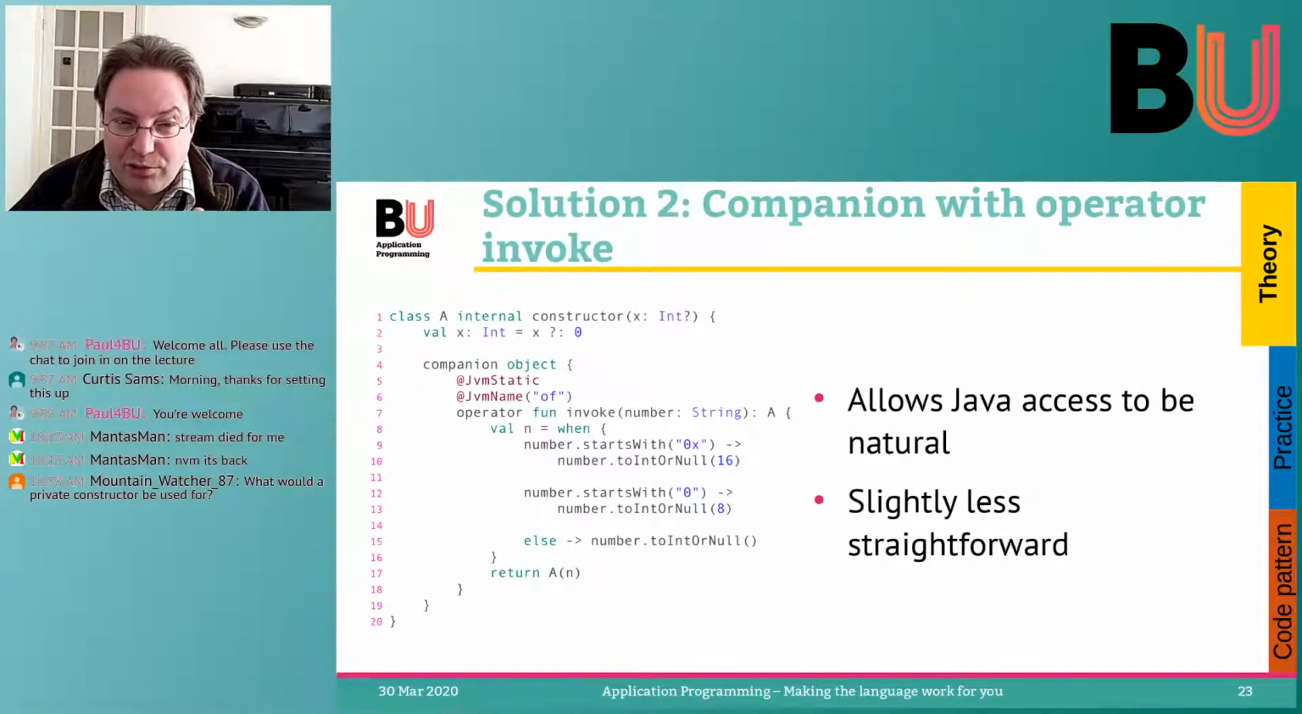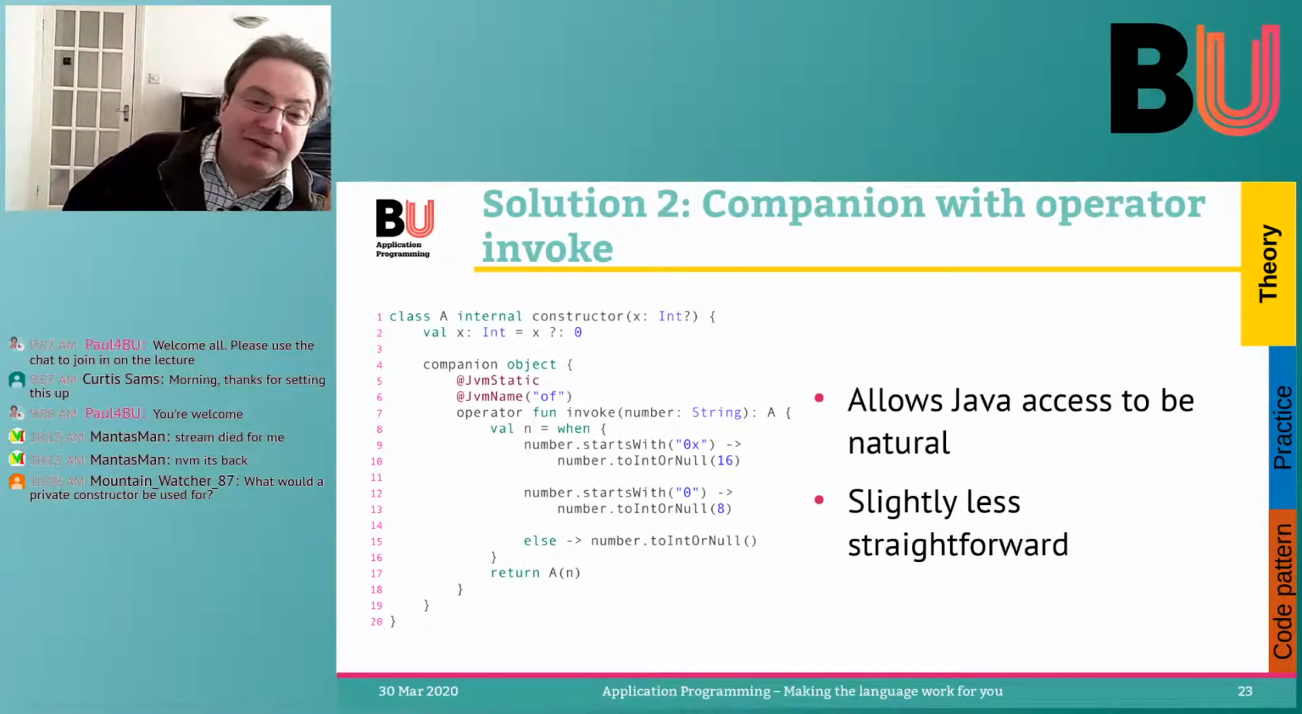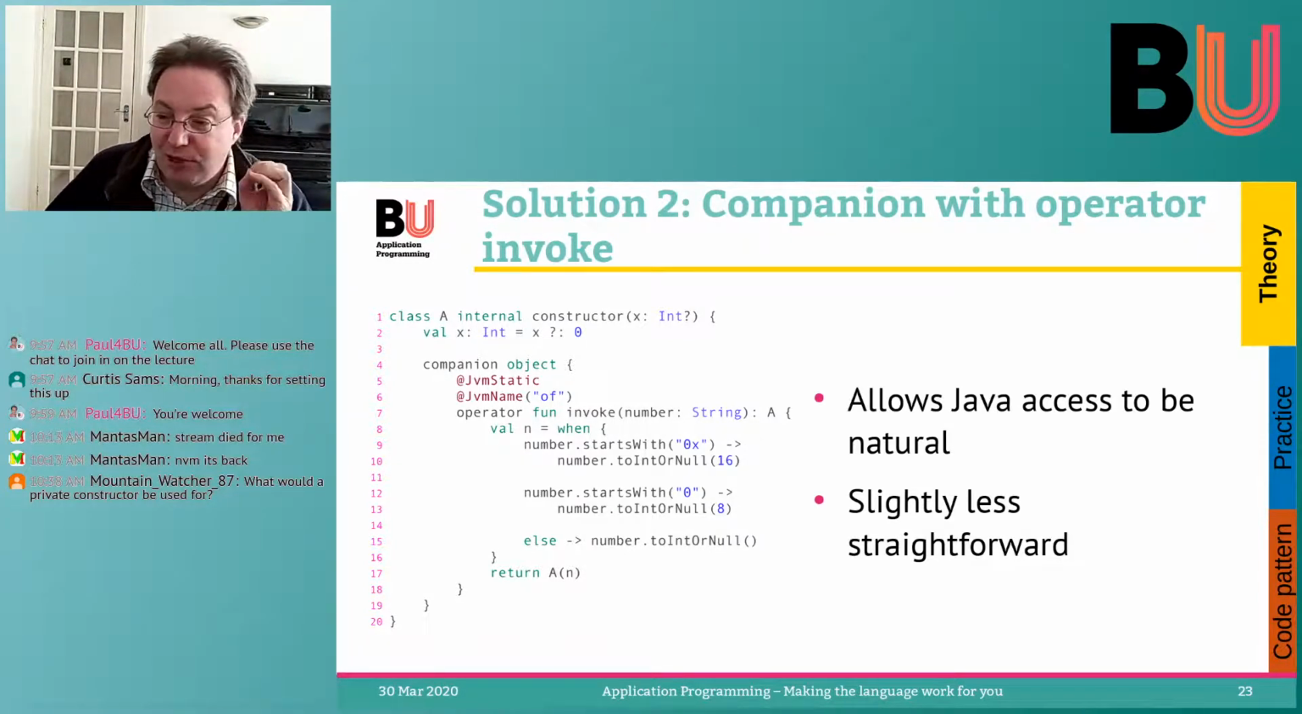So how you use a companion is basically the same. In this case, the constructor could have been private. So there's an advantage of doing this. And here you see also that we use the JVM static and the JVM name annotations. JVM static makes this available as a method on the A class from Java. And then we have the JVM name where we call this function not invoke in Java, but we call it of.